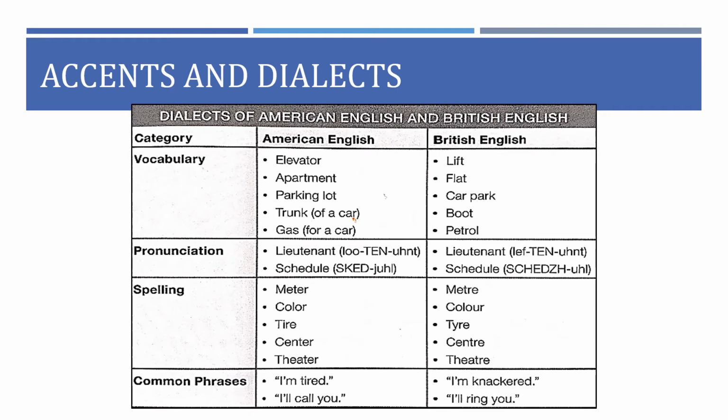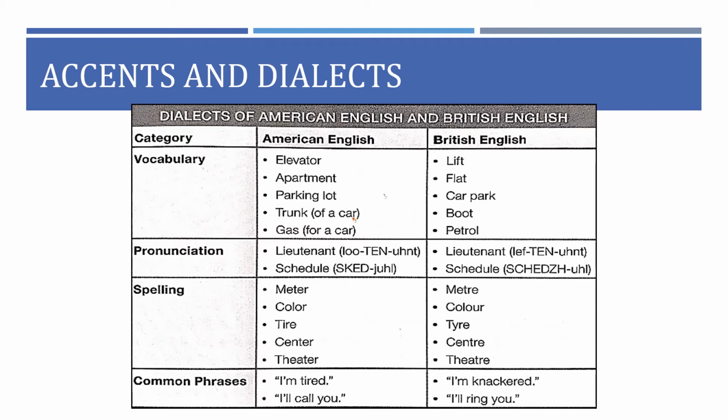So within the English language, there's a lot of different variations. Here in the US, we speak what is known as American English. In England, they speak British English. In Australia, they speak Australian English. And there are differences in vocabulary, pronunciation, spelling, and cadence between all of these different dialects.